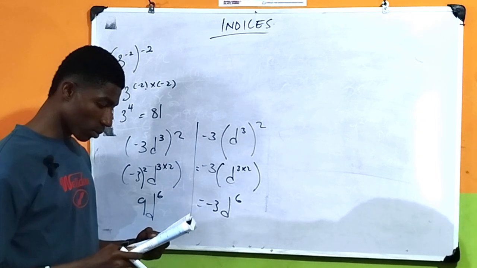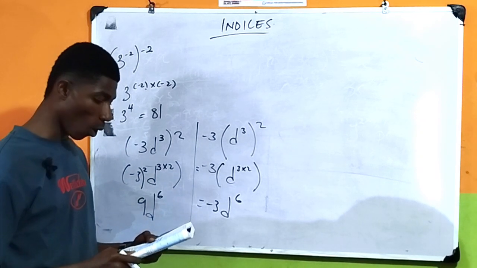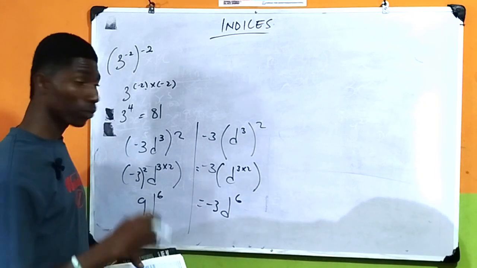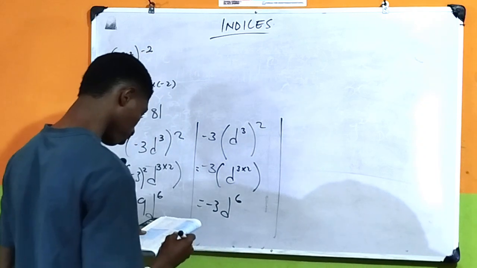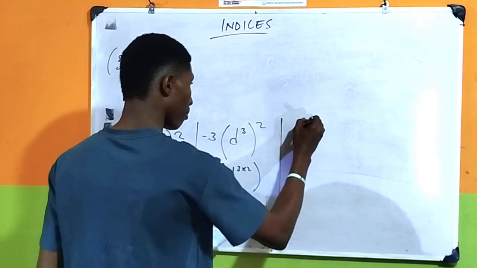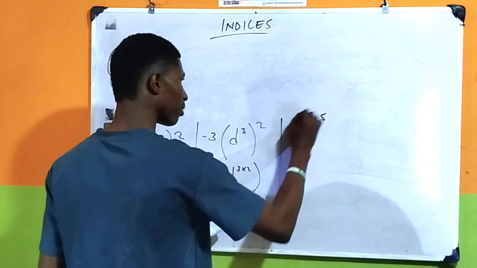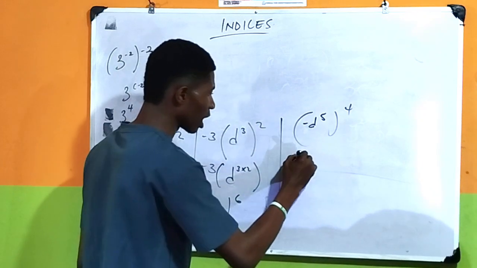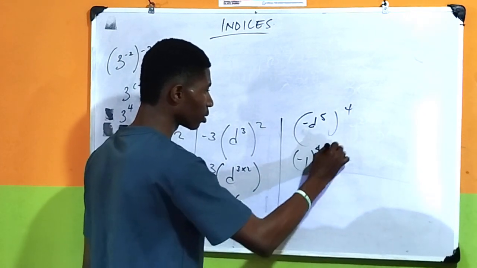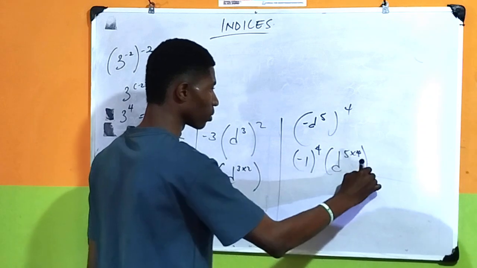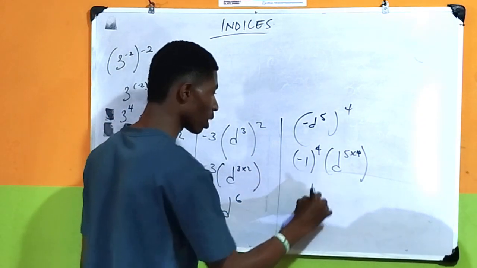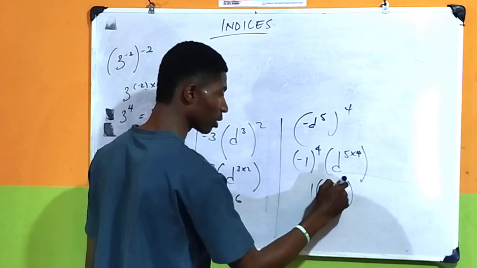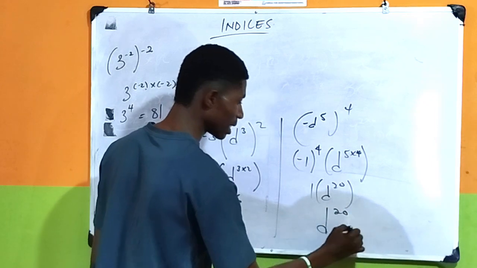All right, so we've come to the end of the power law of indices. I hope this is clear. Let's take one more before we round it up. I call this extra. Then we have minus d power 5, all power 4. You observe that the value here is minus 1. So we have minus 1 power 4, d 5 times 4. Minus 1 power 4 is 1. And d 5 times 4 is 20. Hence we have 1 times d power 20, so d power 20 is our answer.